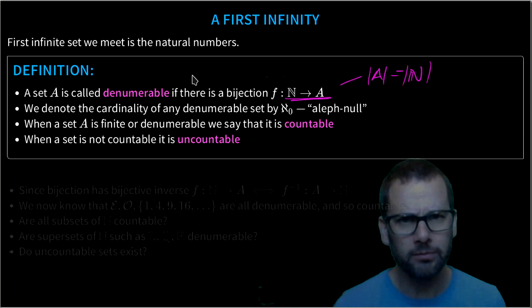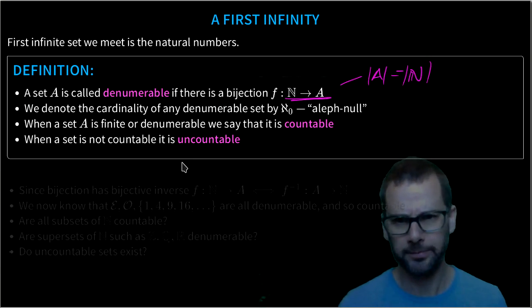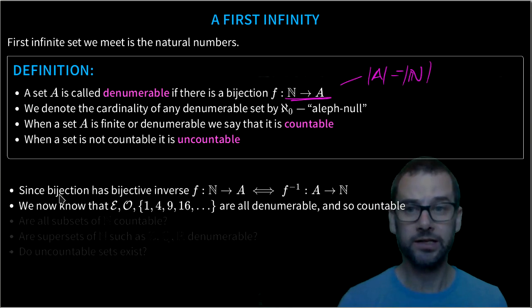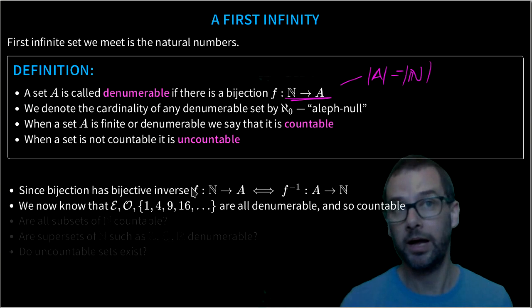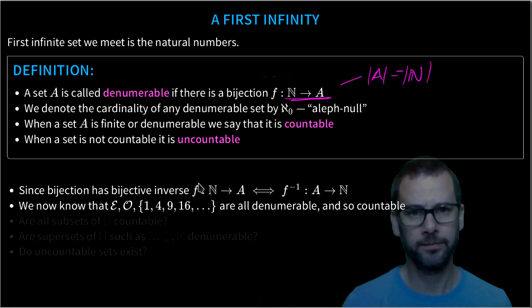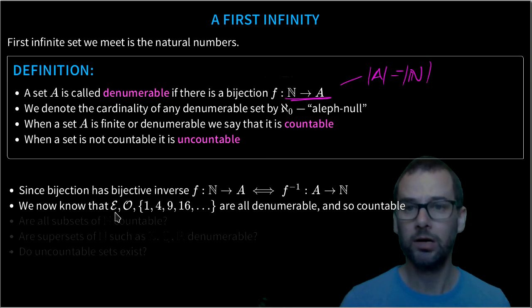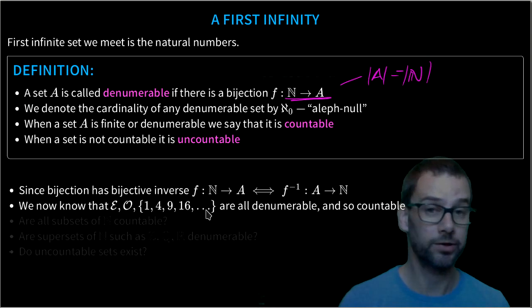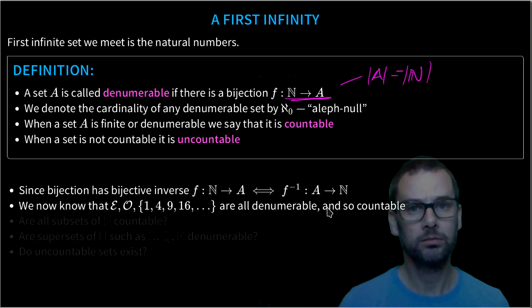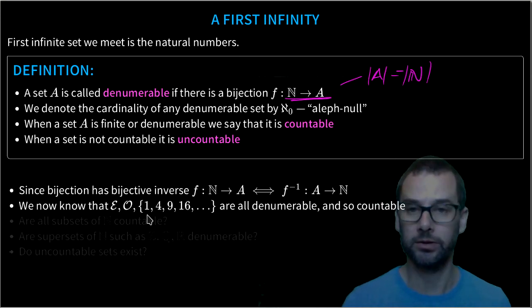And there's a few things that come to us from this definition: denumerable, countable, uncountable, that we should think about. Now, first thing is, since if we have a bijection this way, then we have a bijection back. That's just because any bijection has a bijective inverse. We also know from the things that we did just a slide or two ago, that the set of the positive even numbers, positive odd numbers, and the positive squares are all denumerable. And so, because a set is countable when it's denumerable or finite, we know all of these sets are countable.